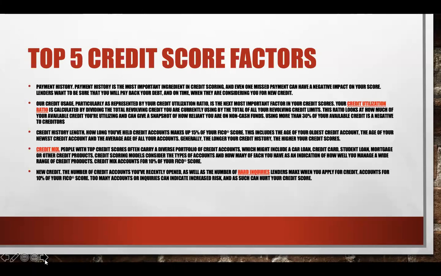Number 1, payment history. Payment history is the most important ingredient in credit scoring, and even one missed payment can have a negative impact on your score. Lenders want to be sure that you will pay back your debt and on time when they are considering you for new credit. So you want to always pay on time.